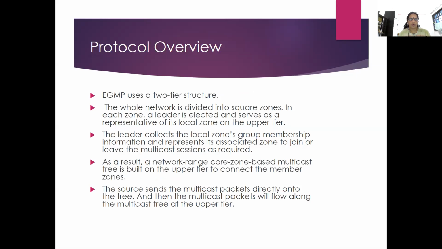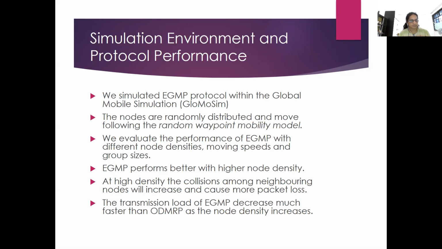We'll see about the protocol overview. EGMP uses a two-tier structure. The whole network is divided into square zones. In each zone, a leader is selected and serves as the representative of its local zone on the upper tier. The leader collects the local zone's group membership information and represents its associated zone to join or leave the multicast sessions as required. As a result, a network-wide core zone-based multicast tree is built on the upper tier to connect the member zones. The source sends the multicast packets directly into the tree, and then the multicast packets will flow along the multicast tree at the upper tier.